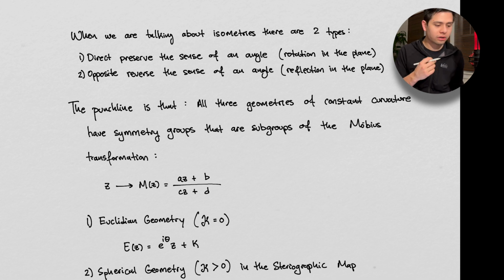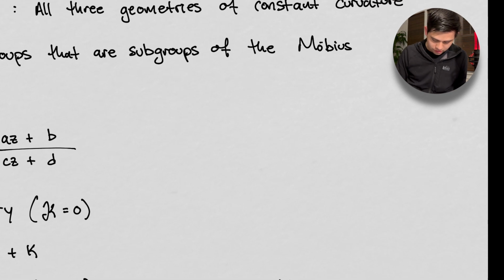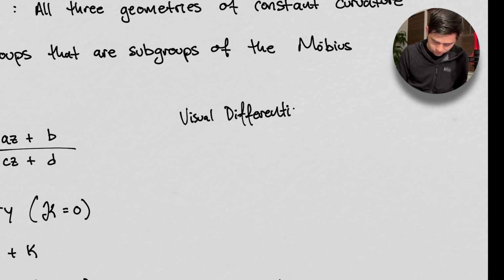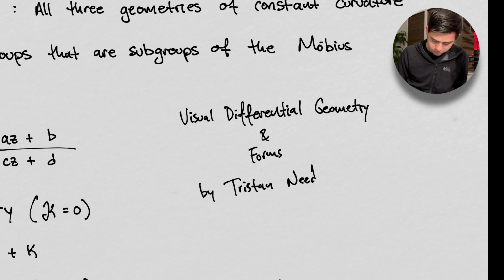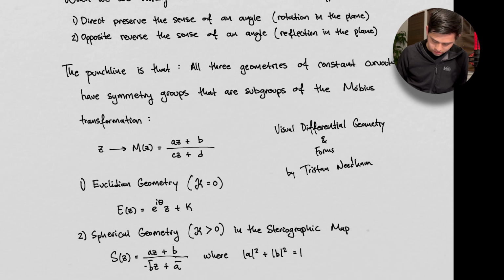Because again, we're going over this book here. I actually don't have it with me right now, but the book is, I'll write it down, Visual Differential Geometry and Forms by Tristan Needham. I think that's how you spell his name.